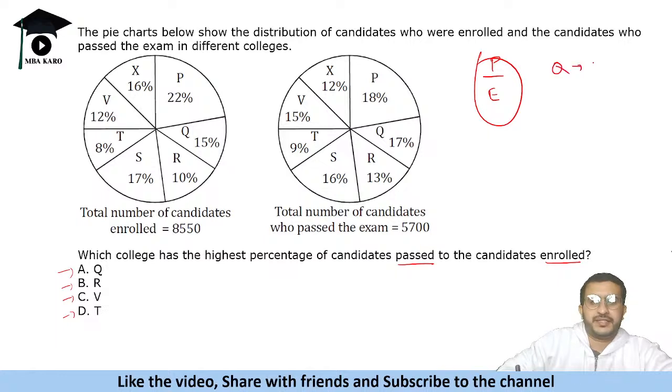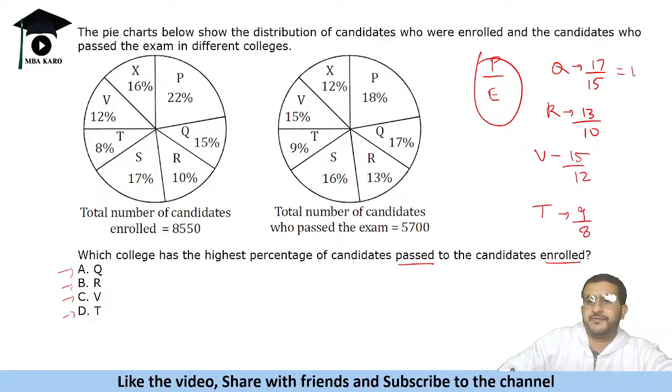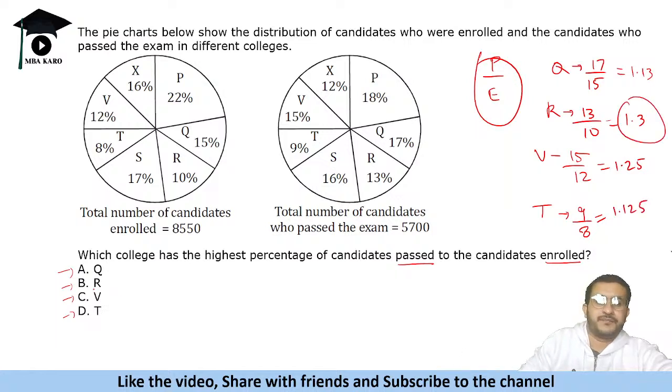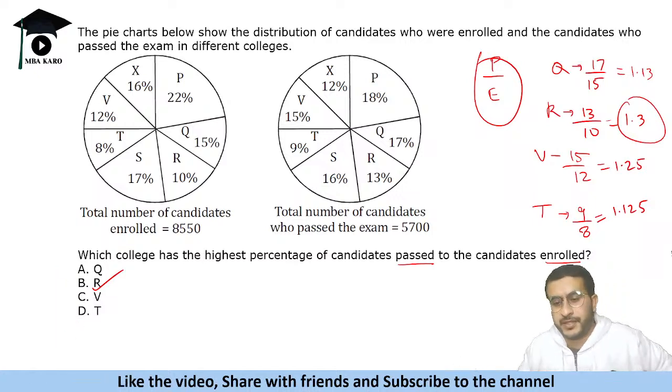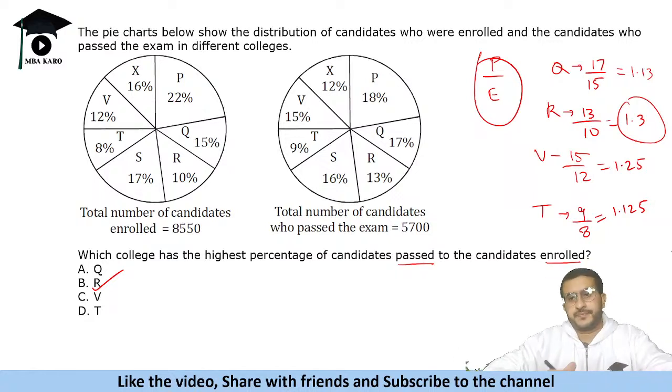So for Q it is 17 by 15. R it is 13 by 10. V it is 15 by 12, and T it is 9 by 8. So 17 by 15 is 1.13, 1.3, 1.25, 1.125. So this is the highest. So R has the highest percentage of pass candidates with respect to the enrolled students.